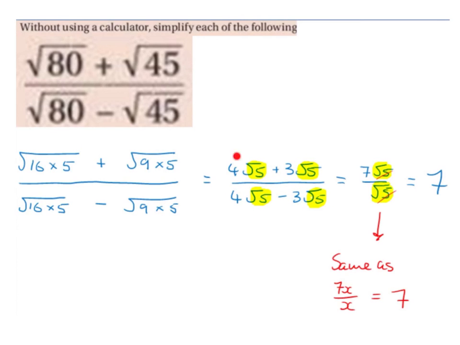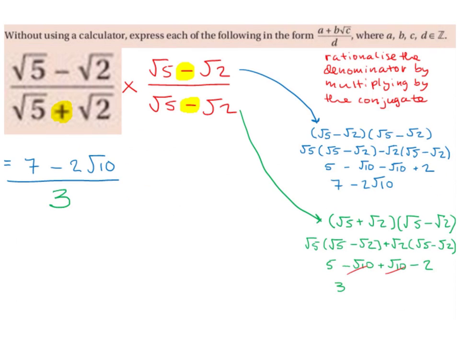4 root 5 plus 3 root 5 is 7 root 5. 4 root 5 minus 3 root 5 is 1 root 5, or just root 5. The root 5s will cancel and leave us with 7. So this is the same way as saying 7x over x gives us 7. So the x's would cancel, the root 5s would cancel. So you can treat the root 5s like a variable.